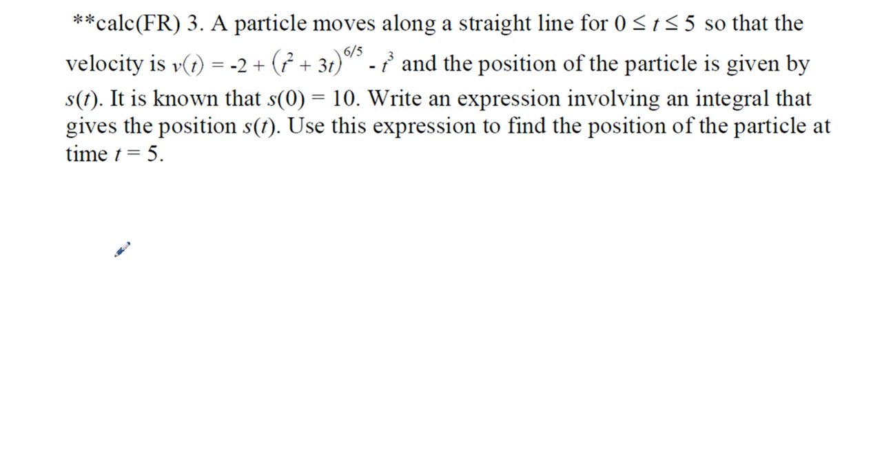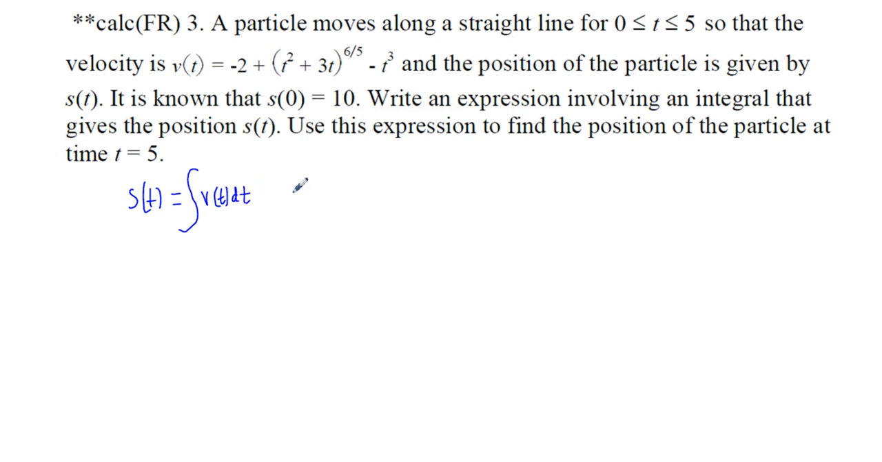Okay, last one, a calculator problem. A particle moves along a straight line for t greater than or equal to 0 and less than or equal to 5. So the velocity is v of t equals -2 plus quantity t squared plus 3t to the power of 6/5 minus t cubed, and the position of the particle is given by s of t. So s of t, we have to understand that is going to be the integral of v of t dt.